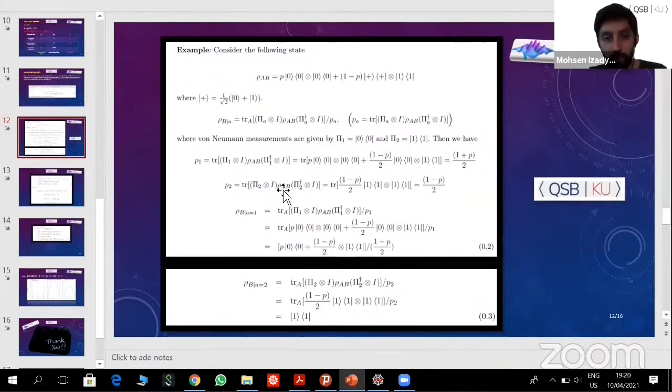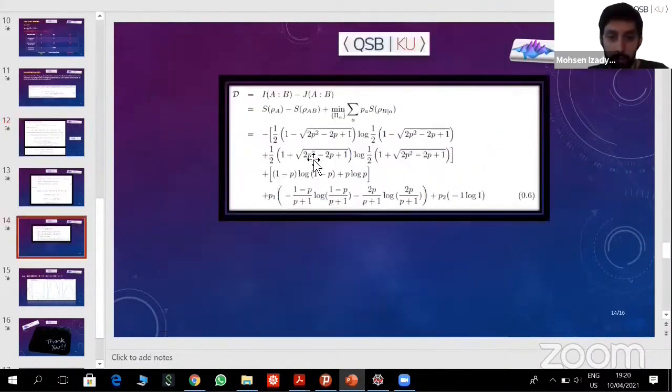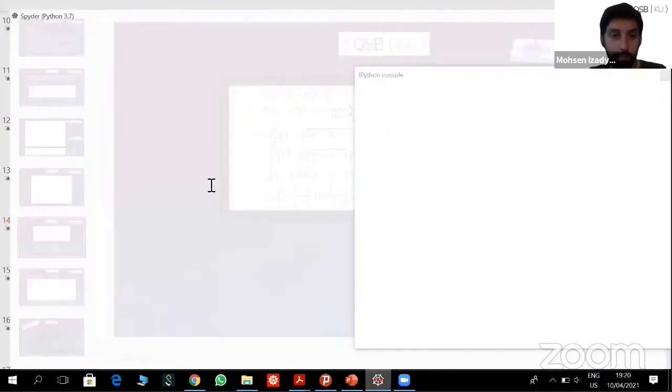There are some calculations for finding the Discord that Gökhan told you, and I just want to have a quick review of that. There is P1, P2, and this is rho B, where we have two bases for the measurements, 0,0 and 1,1. And finally, analytically, we can find this one. So how can we use it in QuTiP?